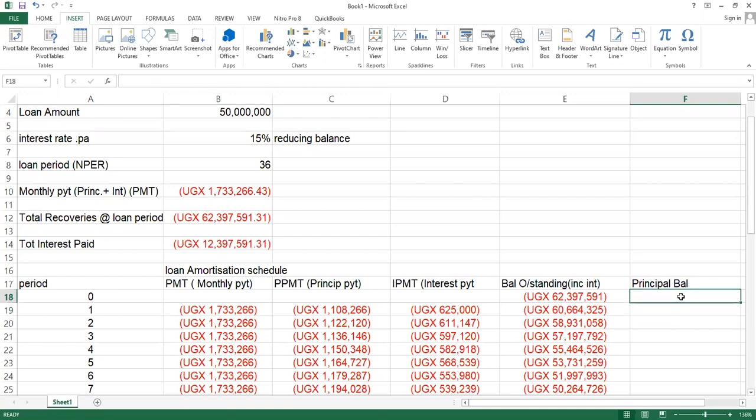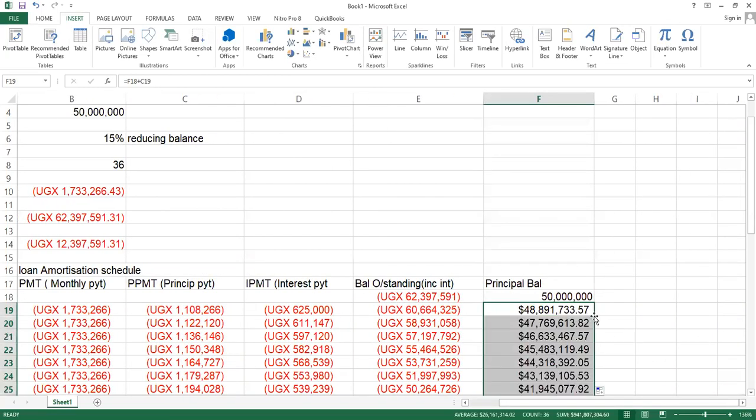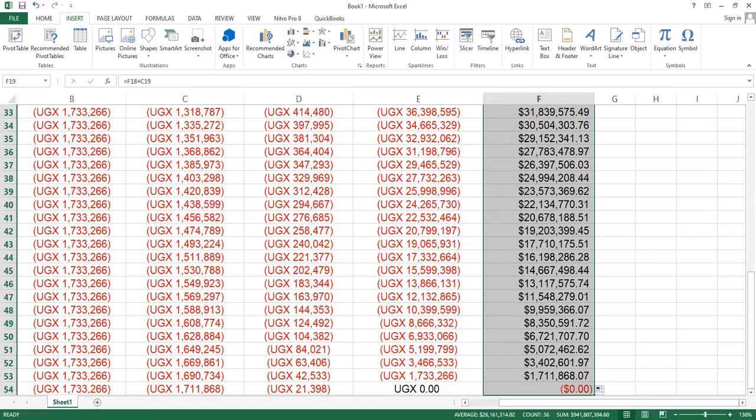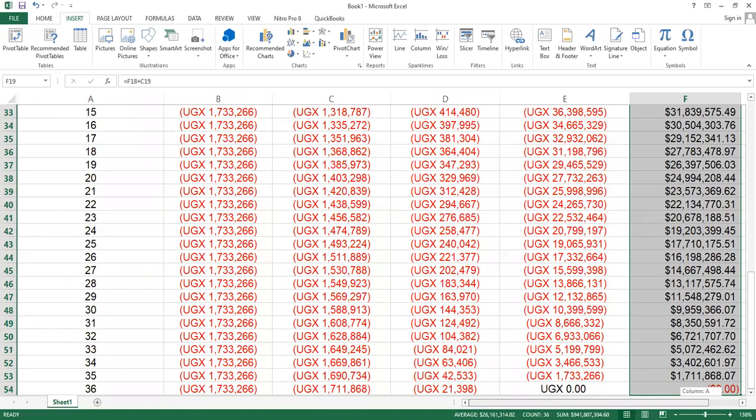Because assuming now the principal balance here is 50 million. That is the principal balance. So when you make payment at the end of period 1, if I say equal sign, this, then of course it would be minus the principal, so plus this. So that gives me 48. If I scroll that down, it would give me the balance at the end of period 36.